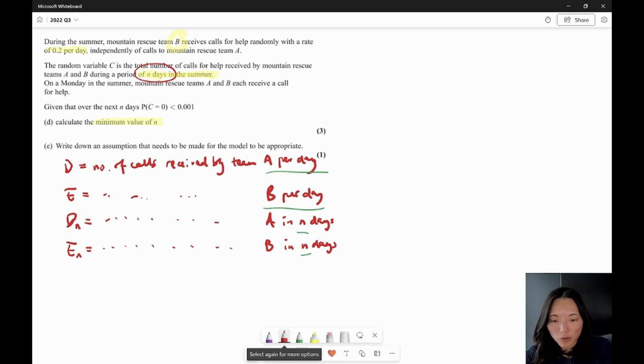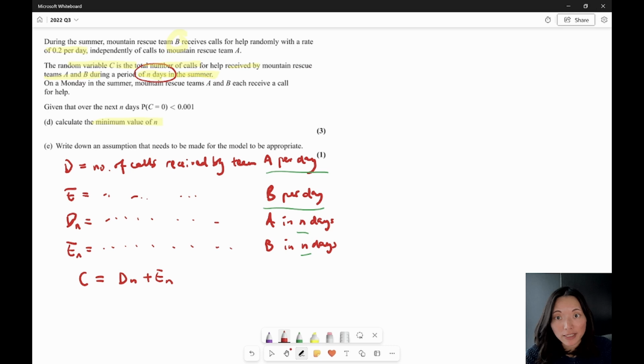And let's look back at the question. The question says the random variable C is the total number of calls for help received by mountain rescue teams A and B during a period of N days. So we know that C equals D_n plus E_n.